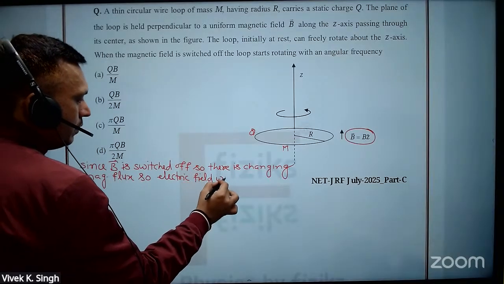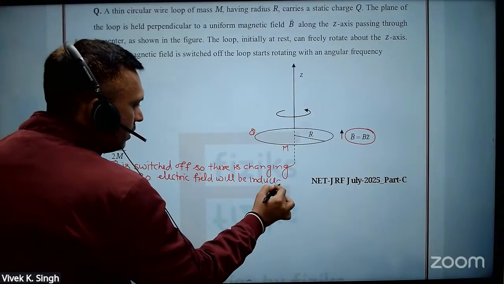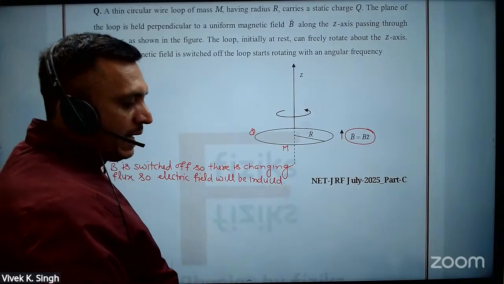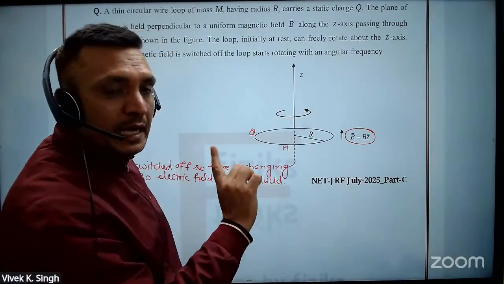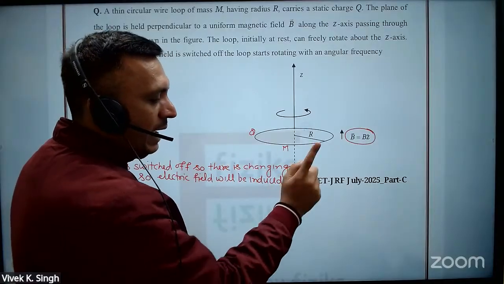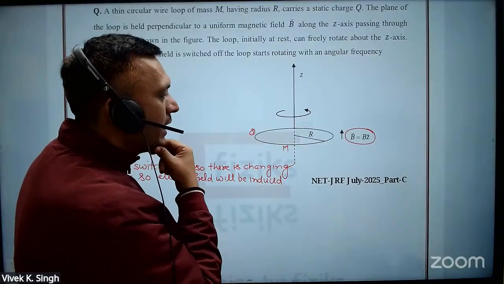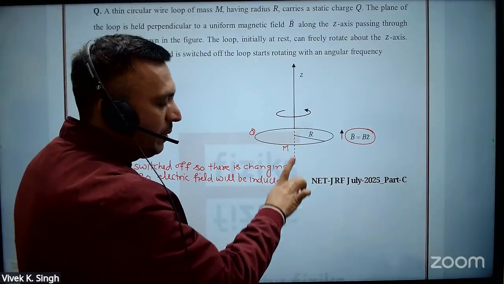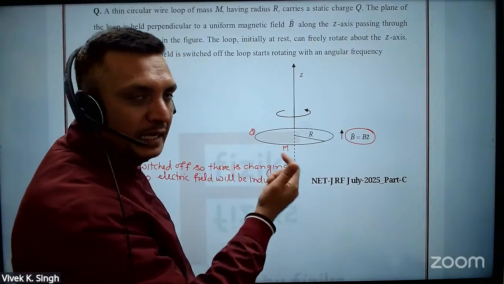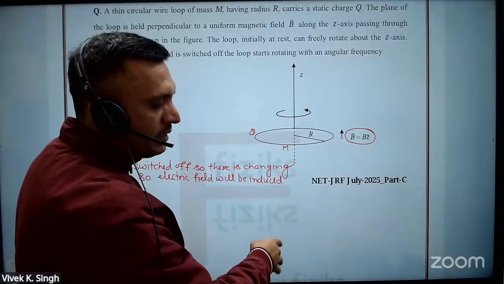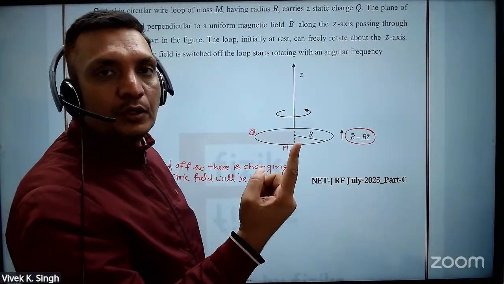Field will be induced. So what will be the direction of the induced field? Because the magnetic field is varying along the z direction, the induced electric field will always be in the xy plane, in the phi cap or minus phi cap direction, because of the symmetry. That induced electric field will produce a current, and that current will be in the plus or minus z cap direction. So that's why you have to identify the direction of the induced electric field.